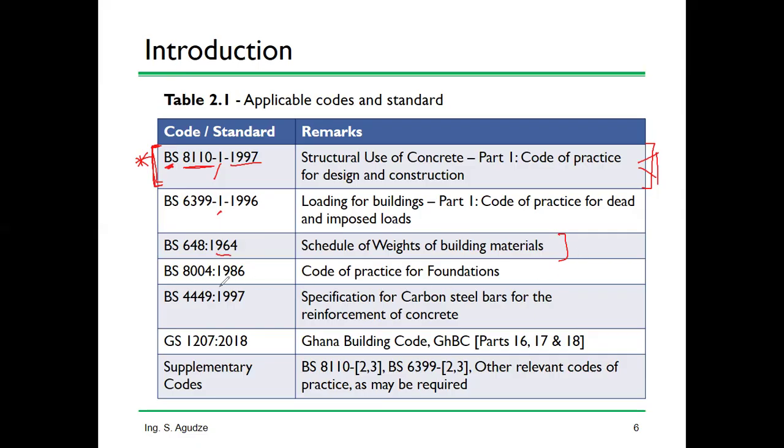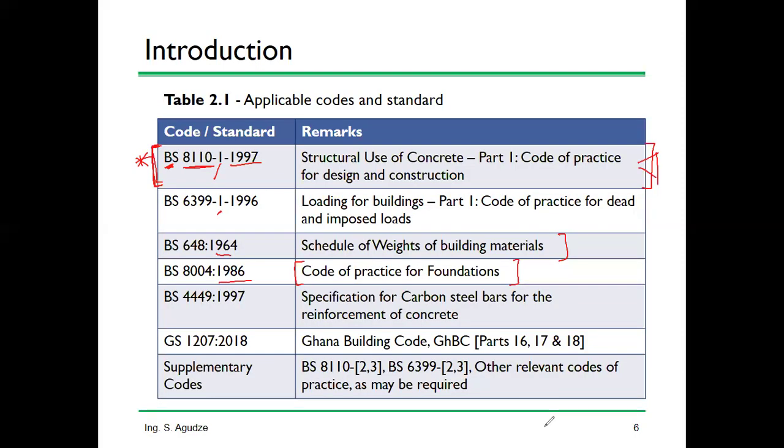And then BS 8004, 1986. This code is for foundation. So if we are designing foundation, we'll be referring to this code. Okay. Then BS 4449, 1997, specification for carbon steel bars for reinforcement of concrete. So the various steel reinforcement we use, how to do the scheduling, bending schedule and all that is provided, how to bend the bar, they are all provided in this particular code.